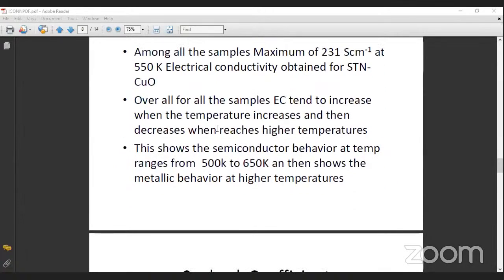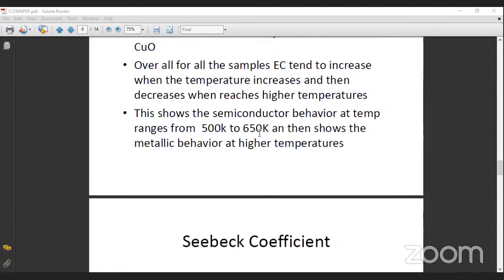Overall, the electrical conductivity of the samples tends to increase when the temperature increases, which shows the semiconductor behavior. At higher temperature, it tends to decrease, which shows the metallic behavior.